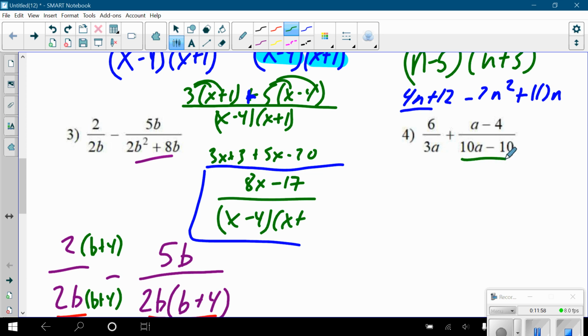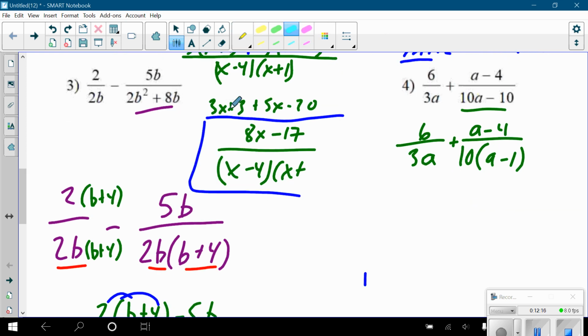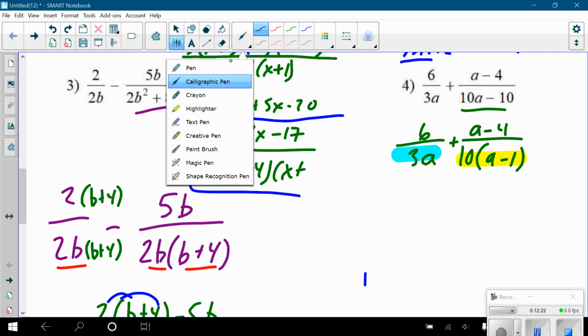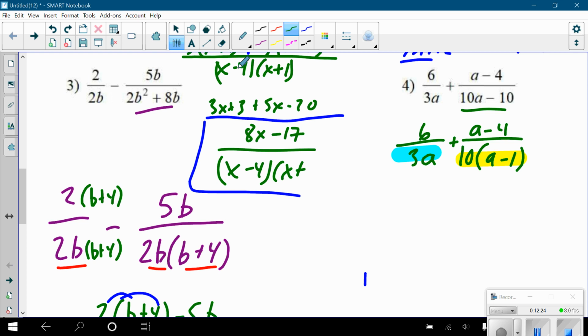Look at this, and I'm going to factor the denominator there before I look for the greatest common denominator. Okay, that's important. In this case, it doesn't really help me. Okay, my greatest common denominator is like these two denominators. They don't have anything in common. They're just like totally different things. So my greatest common denominator is just going to be them all multiplied together. Okay, so my new common denominator is going to be 3a times 10 times a minus 10.